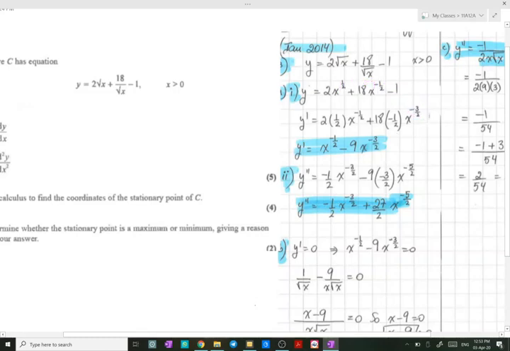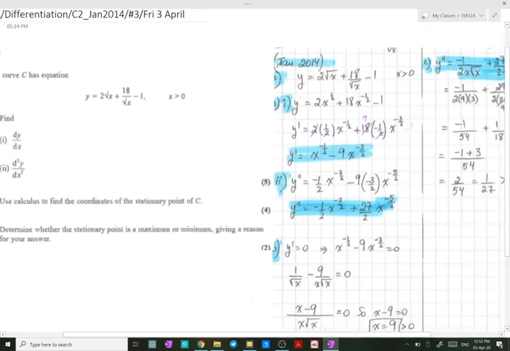Then when you clean up the fraction, or when you simplify 2 and 2, you will get x to the minus half. Simplifying by 2, 1 by 2 is 1, 18 by 2 is 9, and the answer is y prime equals x to the minus half minus 9 times x to the minus 3 over 2.